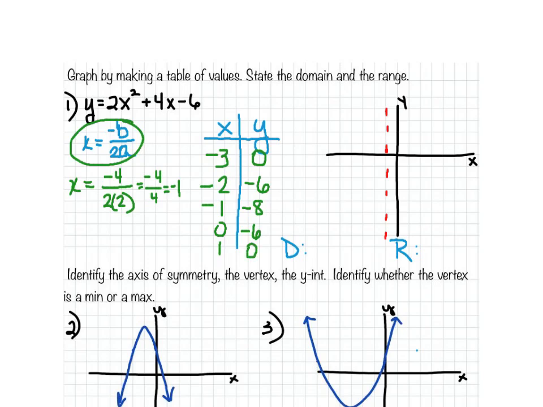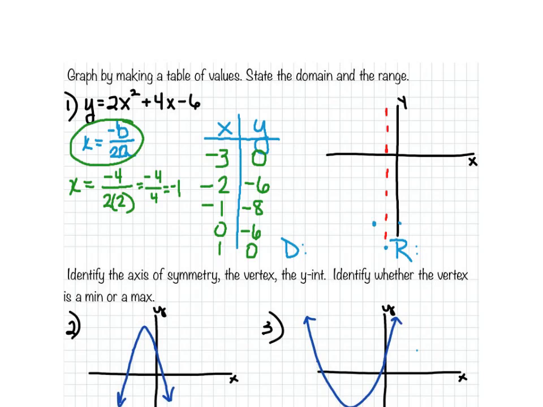You should pause the video and make sure that you run these x's through your quadratic. Practice running the x's through and making sure that you get the correct y's. Okay, now go ahead and plot those ordered pairs on your graph. Okay, I've plotted the points. I hope you have too.